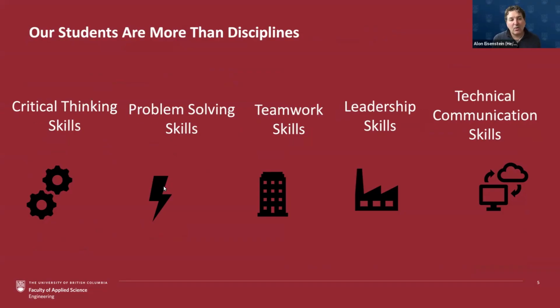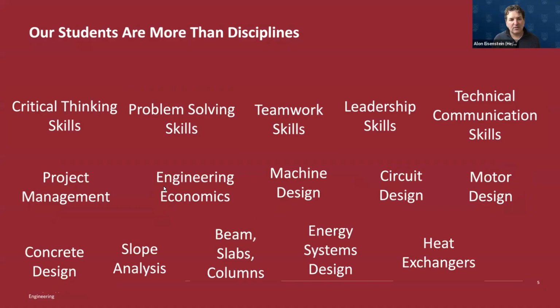So our students are equipped and trained in transferable skills like critical thinking, problem solving, teamwork, leadership, and technical communication. At the same time, they do build very specific, robust technical skills that are applicable to things like motor design, project management, energy system design, heat exchange, concrete and circuit design. And these are just a snapshot of some of the things that students learn throughout their undergraduate program.